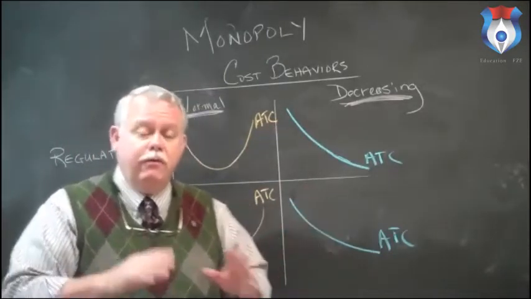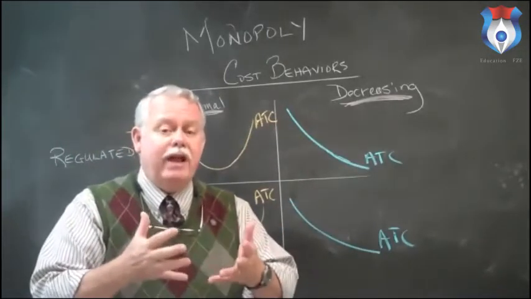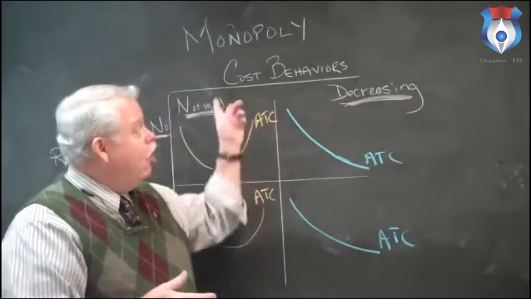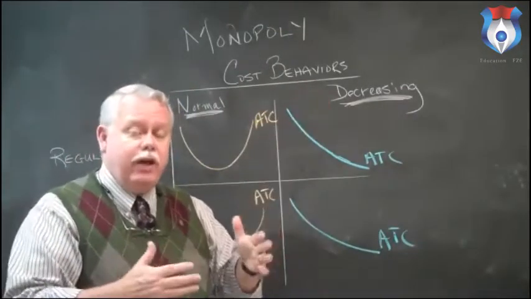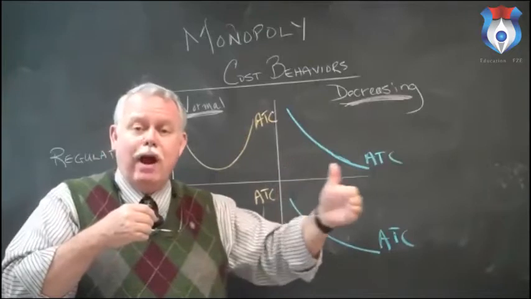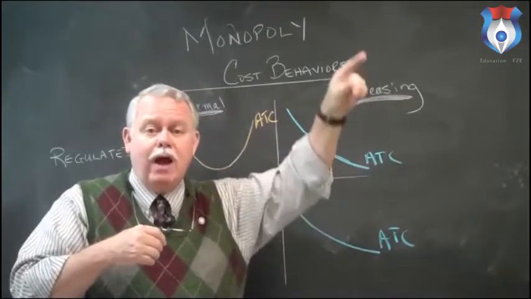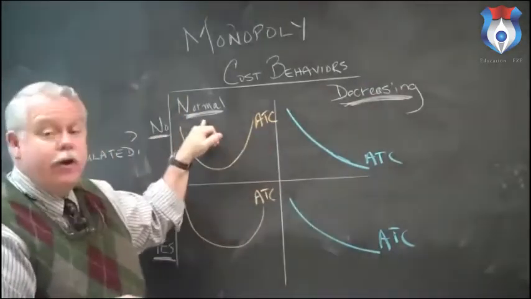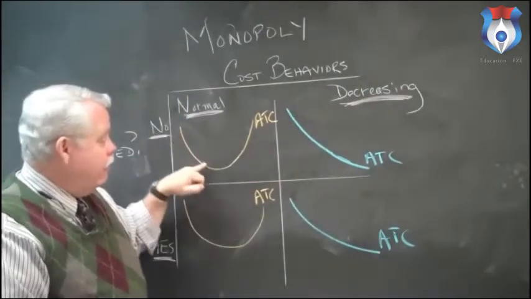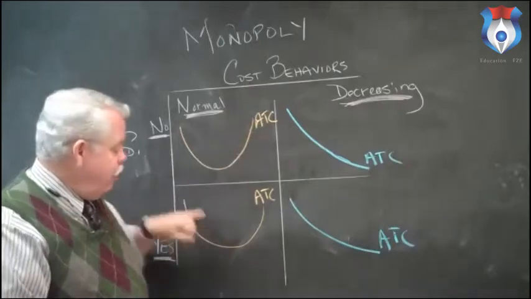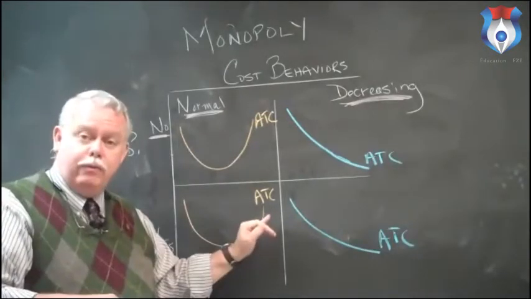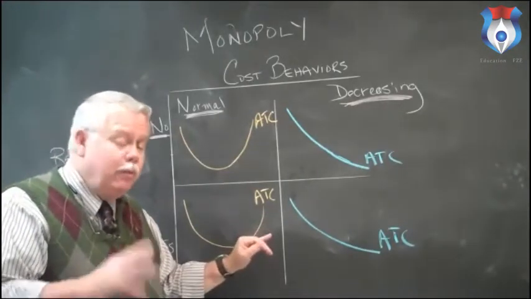First of all, we look at monopolies and ask what kind of cost behaviors they have. That is, as the company produces more output, do its average costs fall and then rise as we're used to? We call that a normal cost behavior. Does their average total cost curve have a U shape? Most monopolies will, but not all.